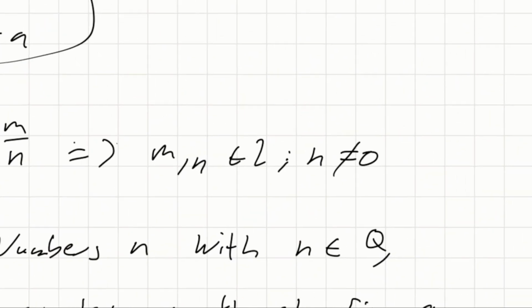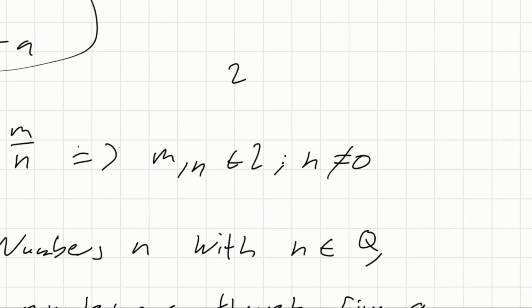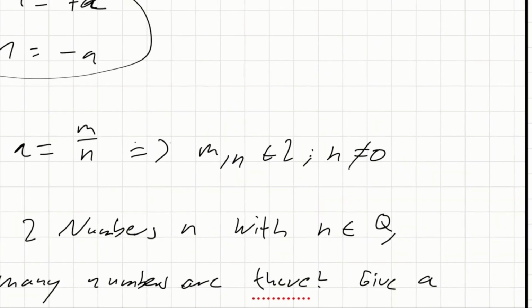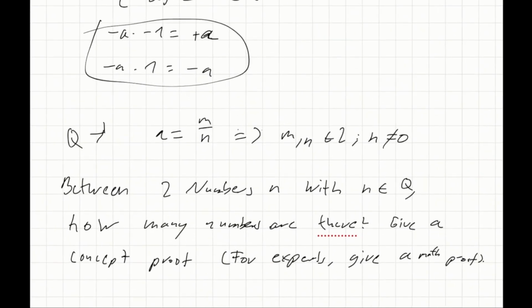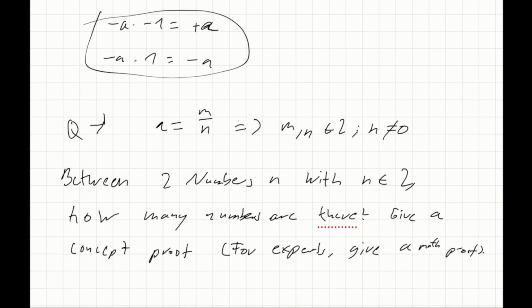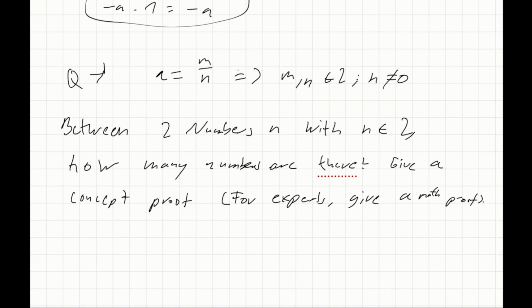I always said there's this idea that between 2 and 3 there is a gap. And the question is, between two numbers n, with n being a part of the integers, how many others are there?